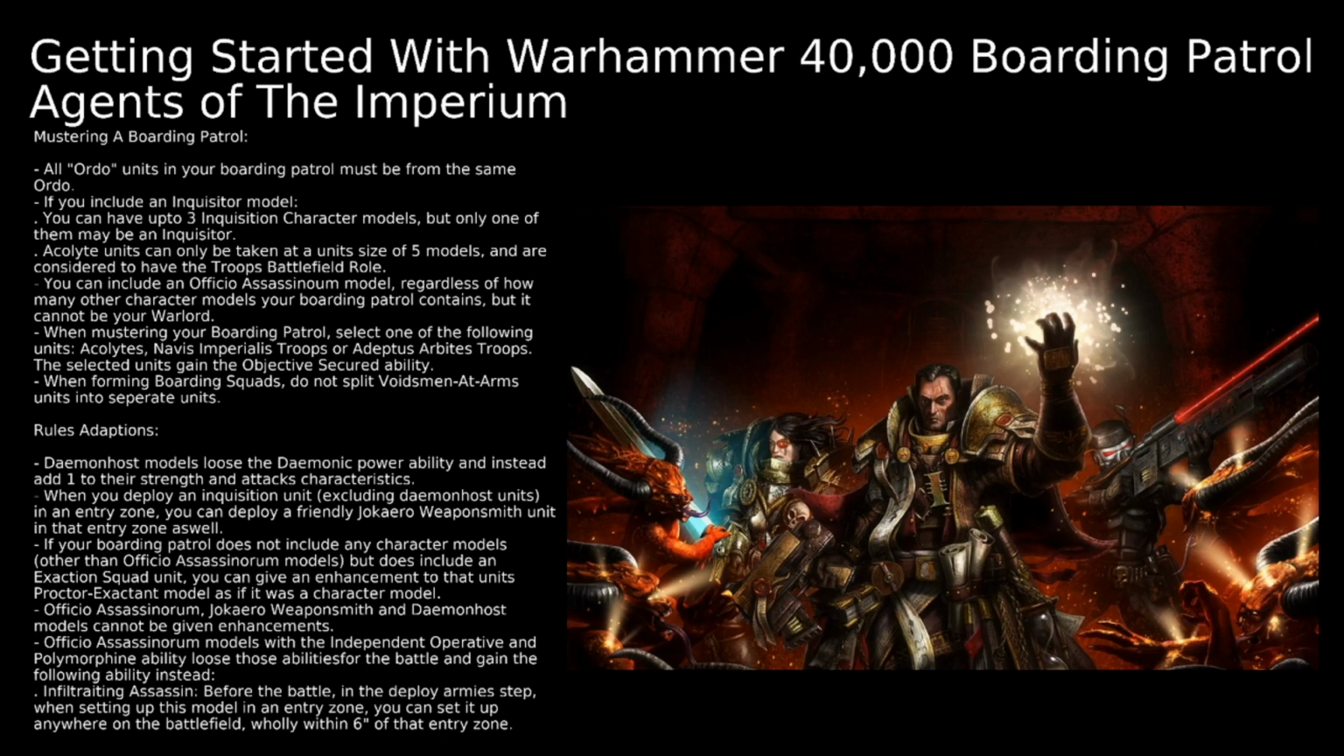If your boarding patrol does not include any character models other than Officio Assassinorium models, but does include an Exaction Squad, you can give an enhancement to that unit's Proctor Exactant model as if it were a character. Officio Assassinorium, Jokaero Weaponsmith, and Demon Host models cannot be given enhancements in any way. Your Officio Assassinorium models will lose the Independent Operative and Polymorphine abilities for the battle, but they'll gain the following ability instead. Infiltrating Assassin. Before the battle, in the Deploy Army step, when setting up this model in an entry zone, you can set up anywhere on the battlefield, wholly within 6 inches of that entry zone.